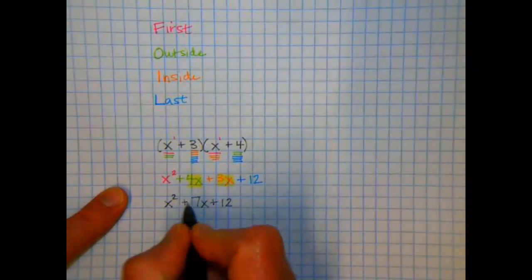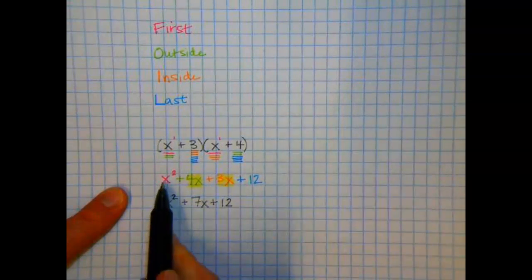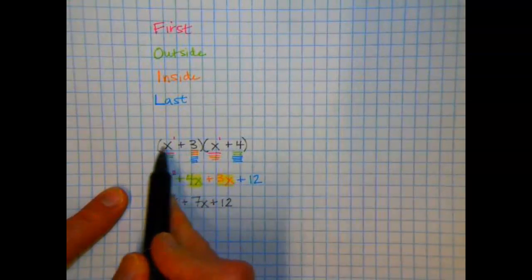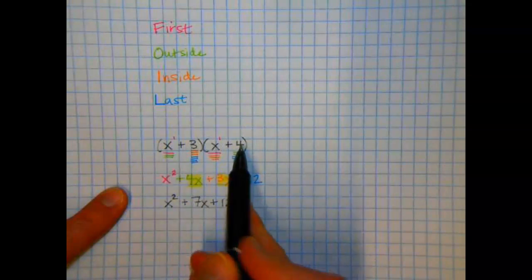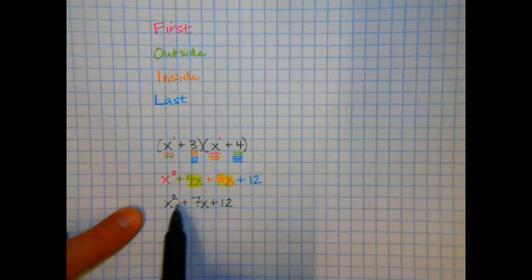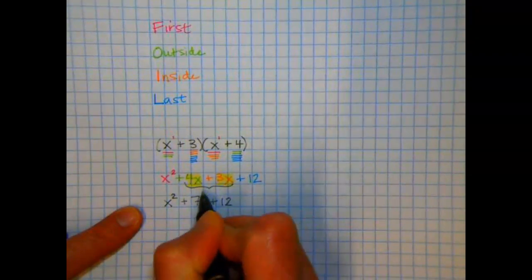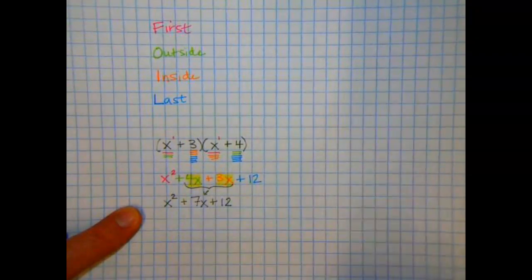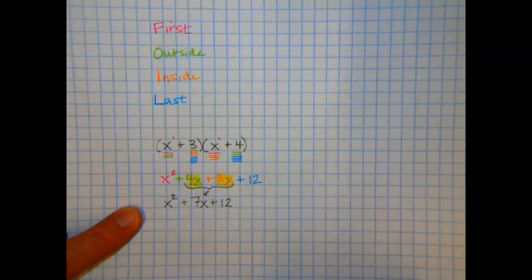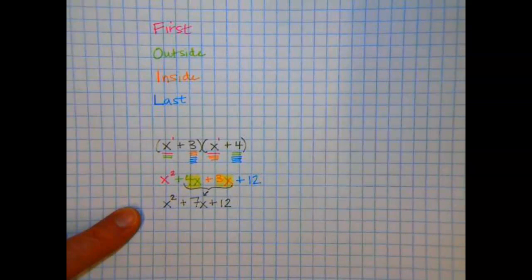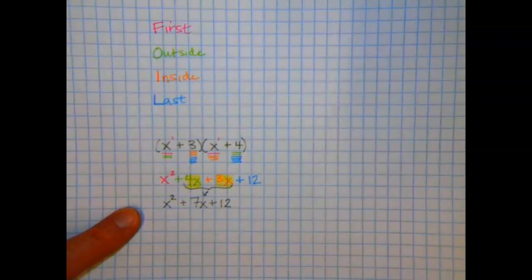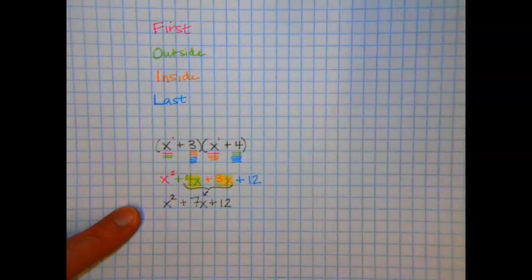And so this is the simplification of multiplying these two binomials by each other. It ends up being x squared plus 7x plus 12. Okay, so that's basically how it works. Let's do one more example so you can get an idea of how this will work.